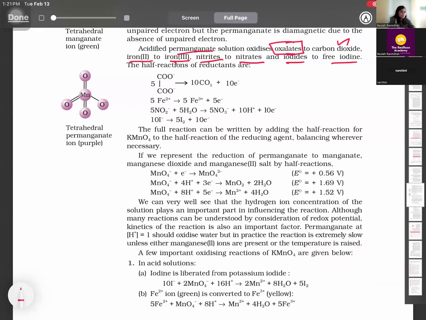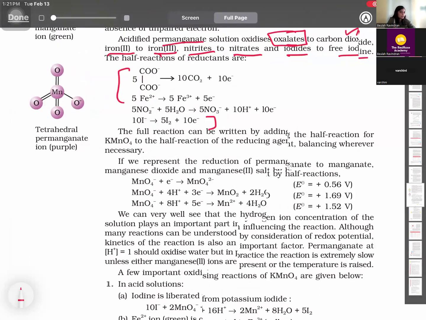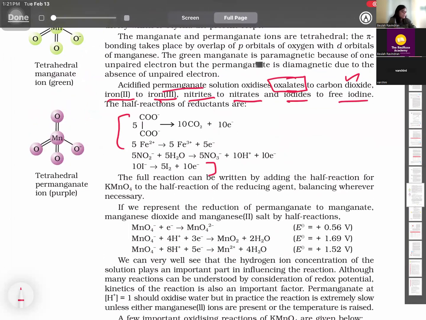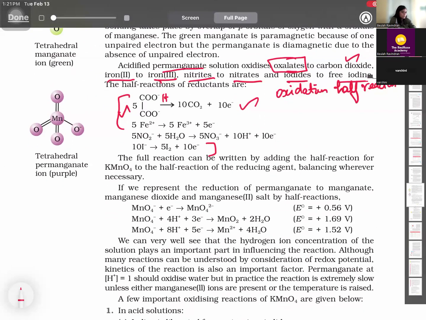So what about the half reaction here? This is the half reaction. If it shows oxidation, what is the meaning? It should lose electron, right? This is the oxidation half reaction. Write in your notebook, this is an oxidation half reaction. So what is that? 5 COO minus COO minus. What is this? Both H plus.